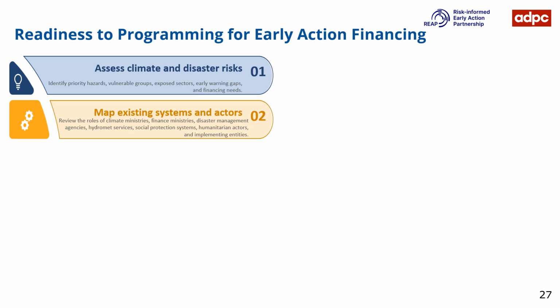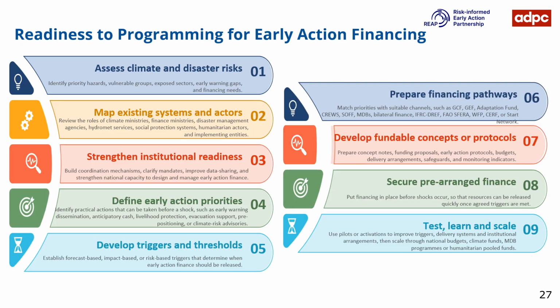or climate risk advisories. Countries also need to strengthen institutional readiness, map existing systems and actors, and develop triggers and thresholds. Only then can they prepare financing pathways, secure prearranged finance, develop fundable concepts or protocols, and test, learn, and scale. The key message is that early action finance requires preparation. It is not improvised during crisis. It is built through evidence, coordination, planning, and institutional trust.